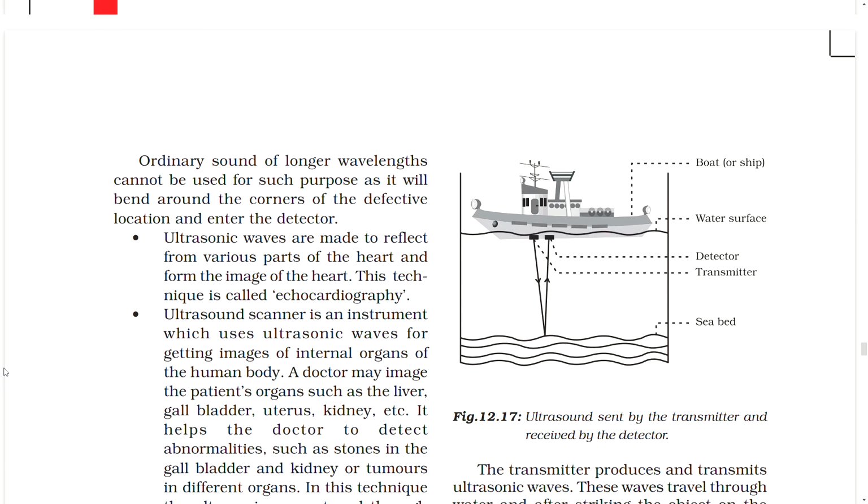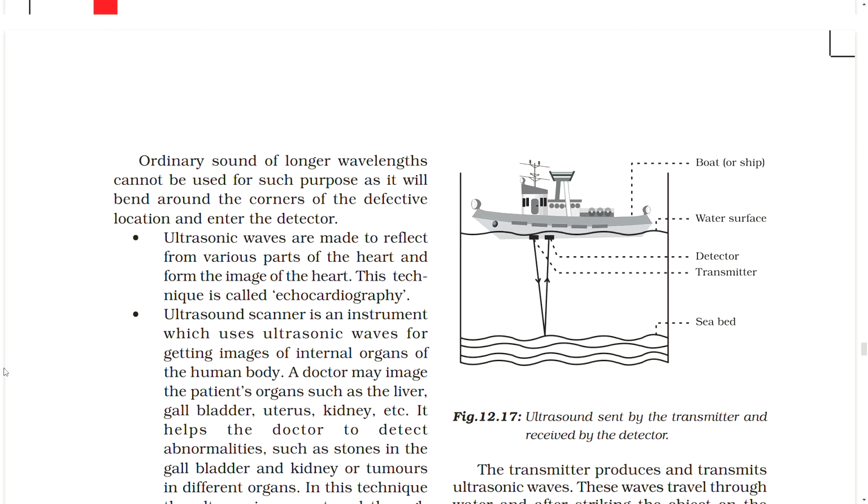Ordinary sound of longer wavelengths cannot be used for such purpose, as it will bend around the corners of the defective location and enter the detector. Ultrasonic waves are made to reflect from various parts of the heart and form the image of the heart. This technique is called echocardiography.